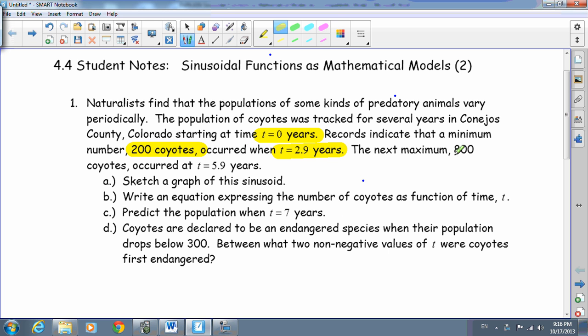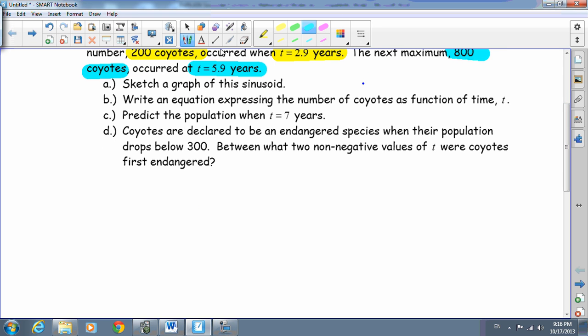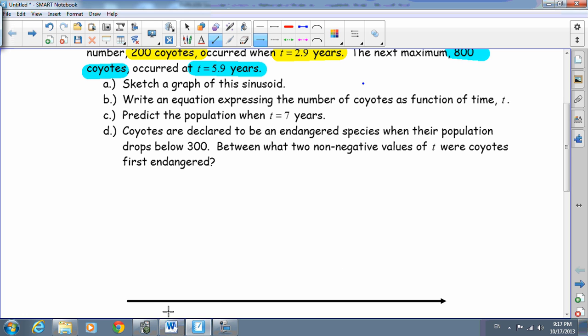The next maximum is 800, and it occurs at t equals 5.9 years. From this information, you can start by graphing your sinusoidal function, knowing that you have your x coordinates here, you have your y coordinates. Your y coordinates represent the population, or the number of coyotes, and your x coordinates represent your time.